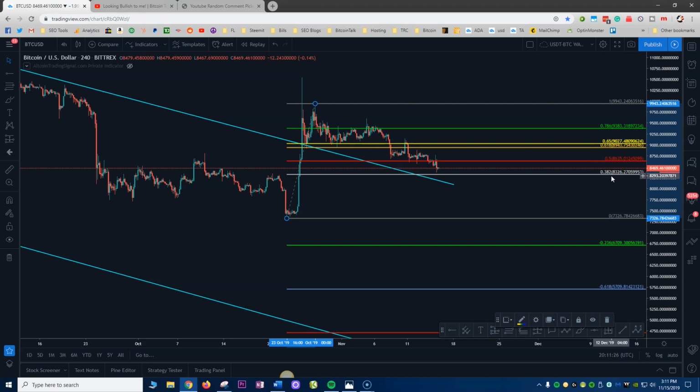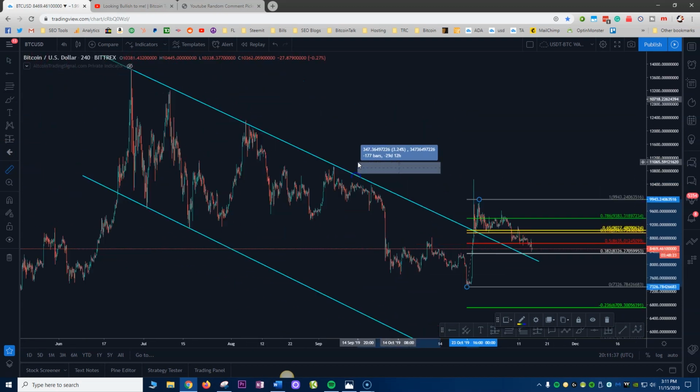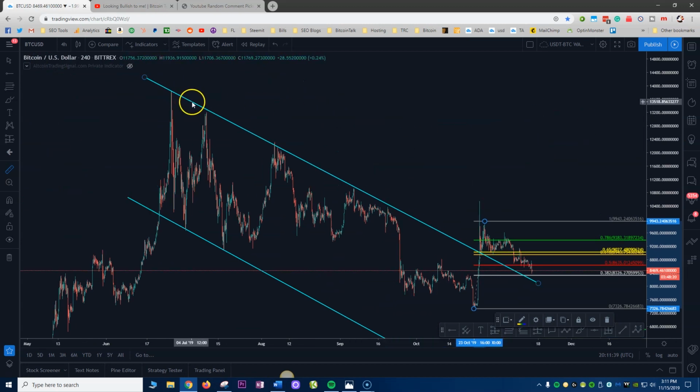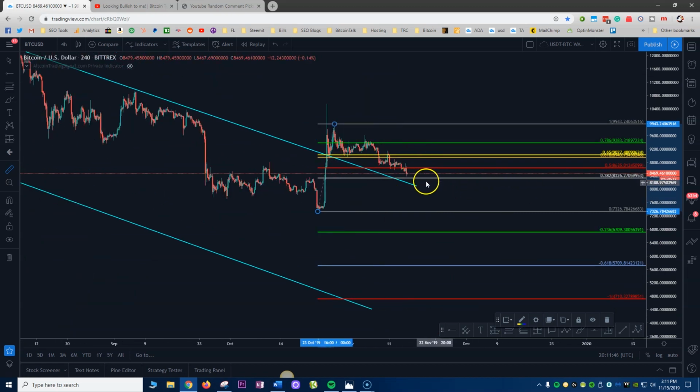So if you've been sitting on the sidelines, possibly now would be a good time to jump in and set your stop losses probably a little bit underneath this blue line. And how you create this blue line is it's basically just a trend line, as you can see. It's going to cause some pretty good support if the price does decide to break down this 382.